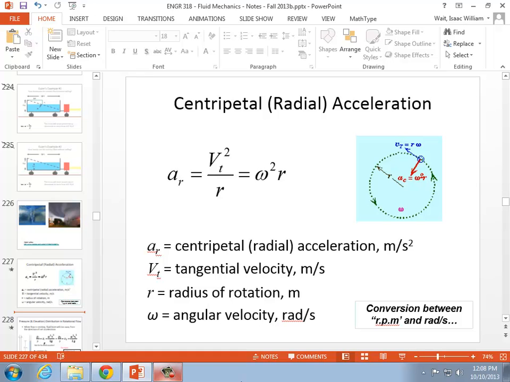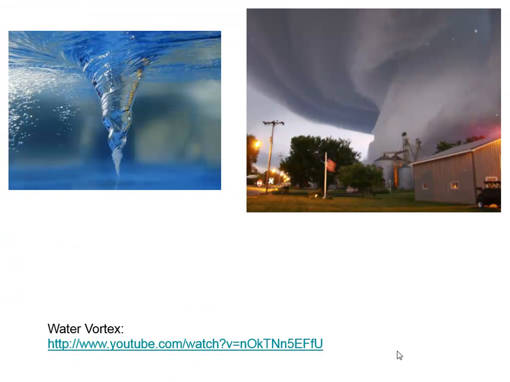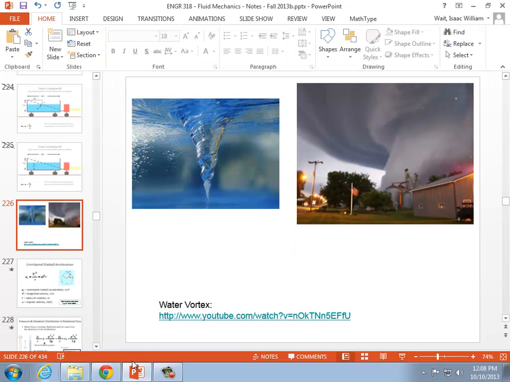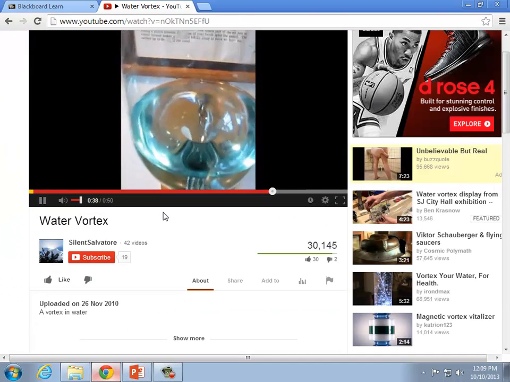Another thing that can cause changes in elevation or pressure is centripetal acceleration, not just the local acceleration that we've been talking about. What I mean by centripetal acceleration is the kind of acceleration that causes rotational flow or a vortex. It may be water draining out of a bathtub, or air flowing in circular motion during a tornado. And here's a video that illustrates a water vortex.